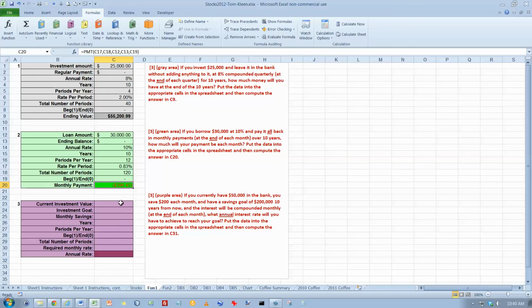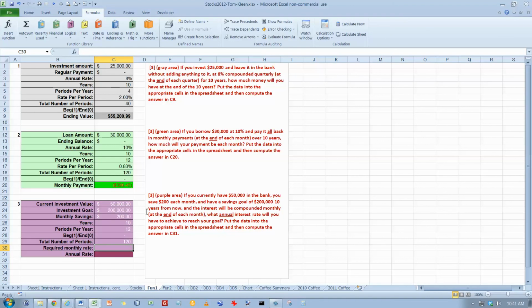Okay, our last problem here is we currently have $50,000 in the bank. That would be our present value. And we're going to save $200 each month with a goal of $200,000. Monthly savings is $200. Years is 10. Annual, no, it's monthly. So periods per year is 12. We're doing this at the end of each month. Total number of periods is going to be years times periods per year.